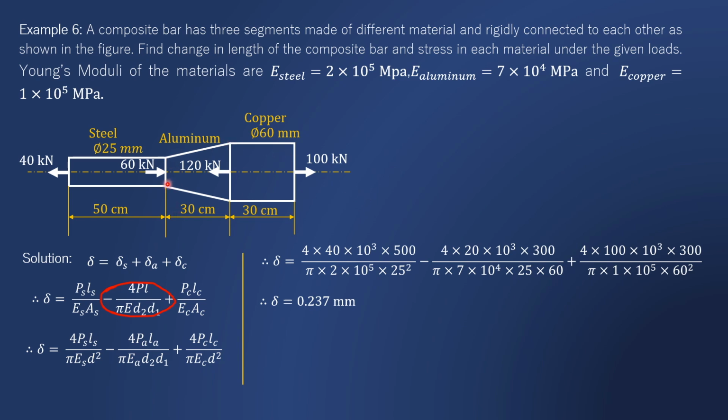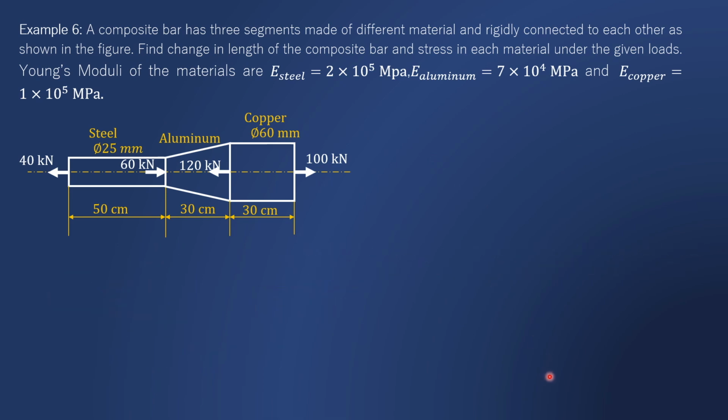Here the middle portion is a bar of uniformly varying cross section. What else is asked in the problem? Let's check it. Find change in length of the composite bar and stress in each material under the given loads. Stress in steel, simple: load on steel divided by cross-sectional area of steel. So what is load on steel? 40 kilonewton pull, that is 40 kilonewton tension. So stress in steel is 81.5 megapascal tension. Just put the values and you get the answer.